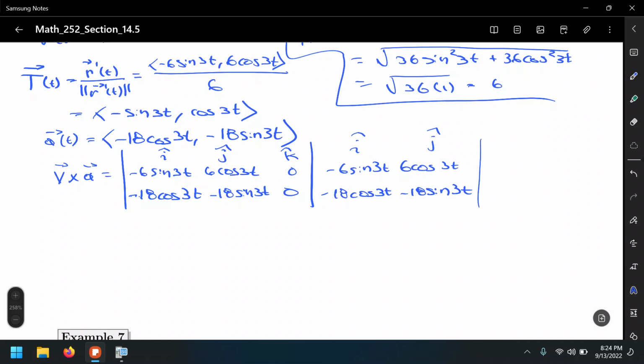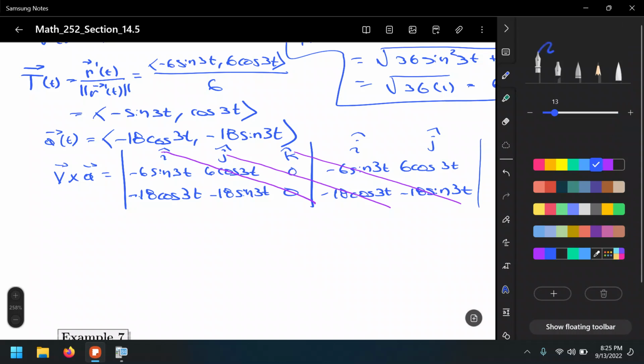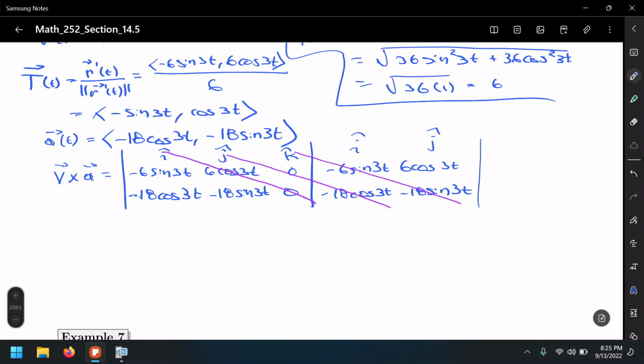All right. So let's multiply the main diagonals. I'm going to do one at a time. That's i times 6 cosine 3t times 0. Well, I don't have to write anything for this. j times 0 times negative... well, I don't have to write anything for this because that's a 0. But over here, k times 6 sine 3t times negative 18 sine 3t. That's going to give us 18 times 6. What is that? 108. 108 sine squared 3t.